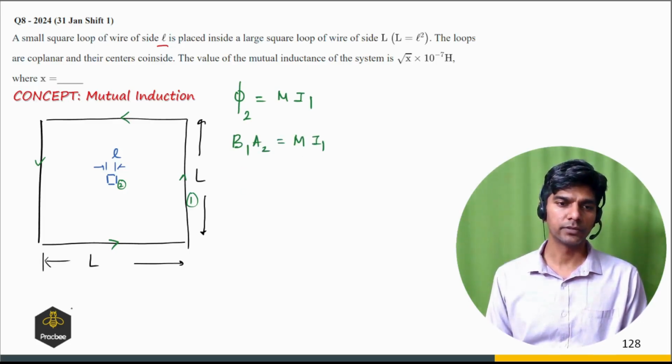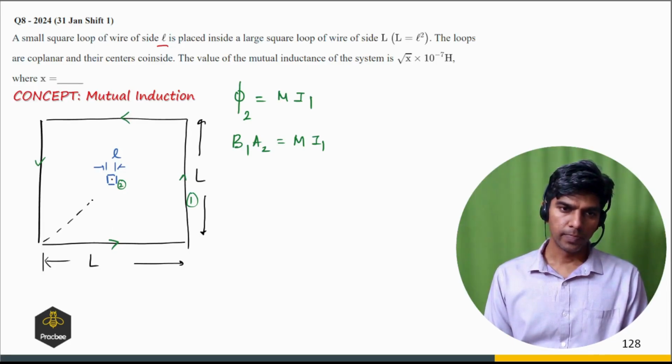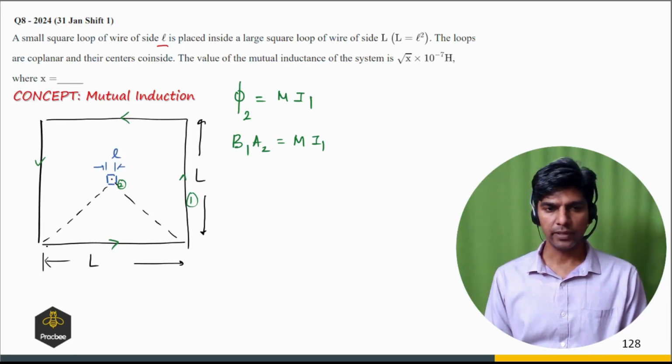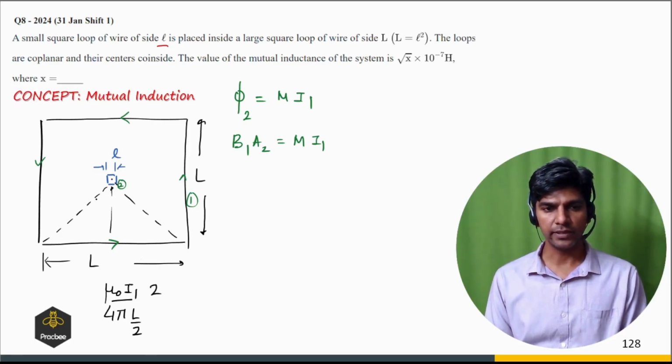So B1 will be what? We know how to find the magnetic field by a square loop, no? We have studied that in magnetism. So let us find the magnetic field by one of the sides. That will be mu naught I1 divided by 4 pi d, and d is the perpendicular distance, which is nothing but L by 2, times 2 times the sine theta, and theta will be 45 degrees. So sine 45 degrees. Now you have to multiply this with 4. So this is the magnetic field B1.